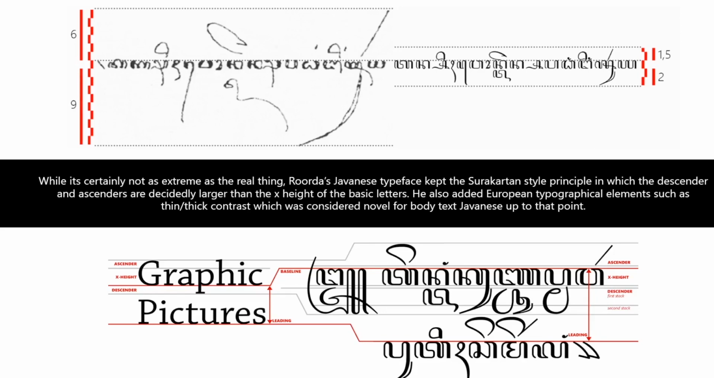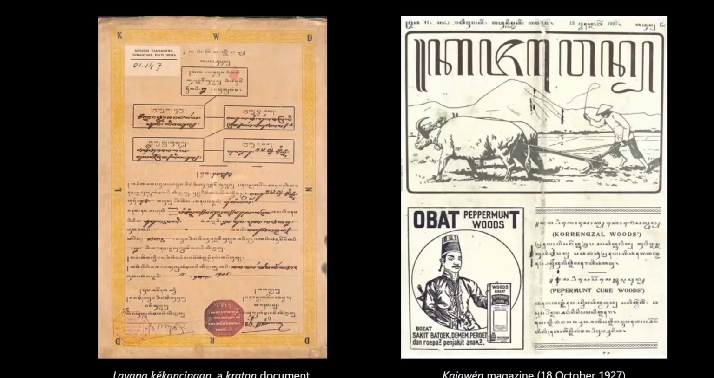He also added European typographical elements such as thin-thick contrast, which was considered novel for Javanese body type up to that point. Now that Javanese type is available, printing and publishing in Javanese script became a thing. Printed Javanese appears in official as well as popular use. On the left is an official government document issued by the Palace of Yogyakarta, and on the right is a cover page of a popular magazine called Kajawen.